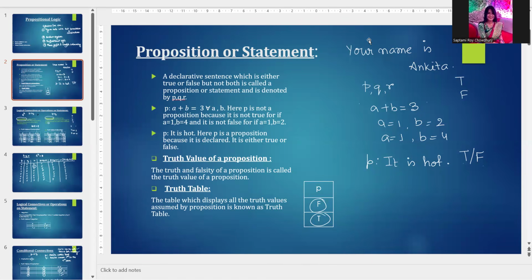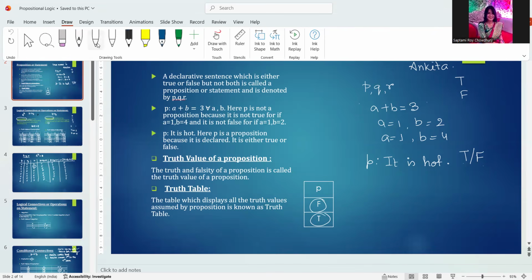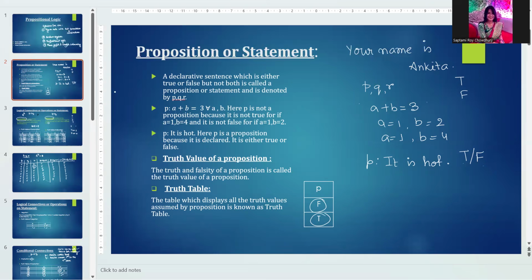So, hello everyone. Today I am starting a new module, that is propositional logic. First, propositional logic starts with the proposition or statement. It is clearly mentioned there that the proposition or statement is, look at the definition, a declarative sentence which is either true or false.